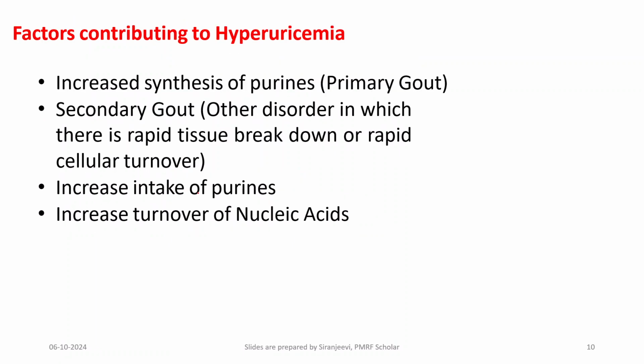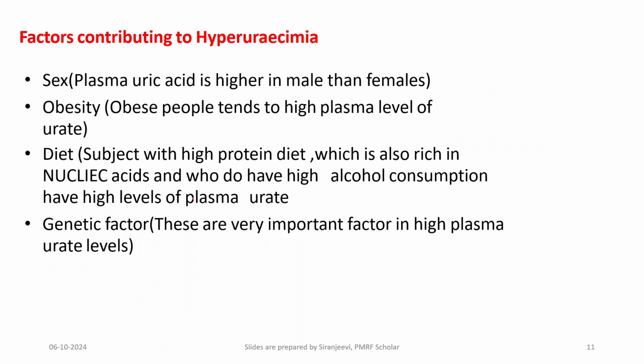So the factors contributing to hyperuricemia can be the synthesis of purines. More purine synthesis leads to more uric acid synthesis, and then secondary gout, which we consider a disorder related to other metabolism that leads to rapid tissue breakdown and rapid cellular turnover. The cellular turnover leads to more purine degradation, and finally uric acid synthesis takes place, along with increased intake of purines and increased turnover of nucleic acid, which we have already seen.